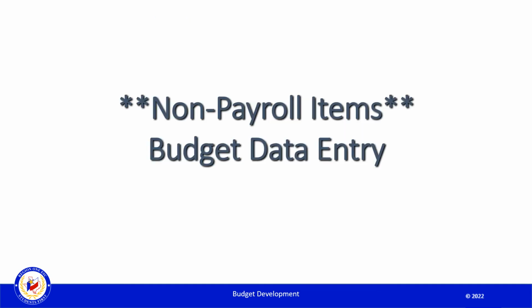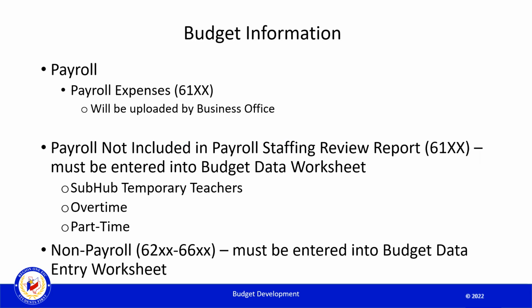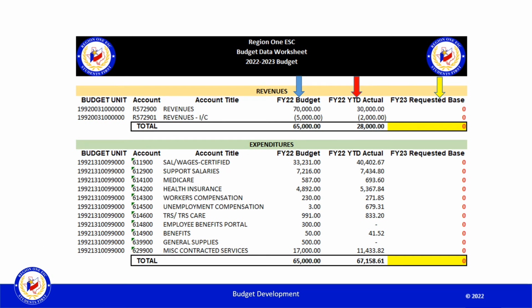Let's look at how to enter the non-payroll items into the budget data entry worksheet. Keep in mind that the payroll expenses from the payroll staffing review will be uploaded into eFinance by the business office and will appear in your budget data entry worksheet once you start working on your non-payroll items. Once the payroll staffing review has been submitted, you will receive a budget data worksheet like this one. This is where you will enter your requested budget for 2022-2023.